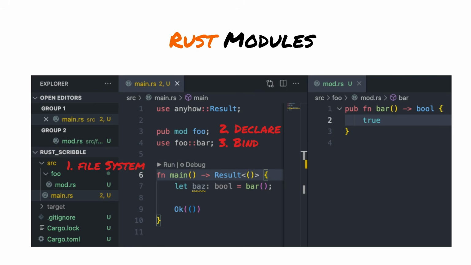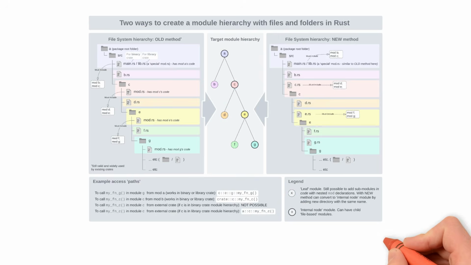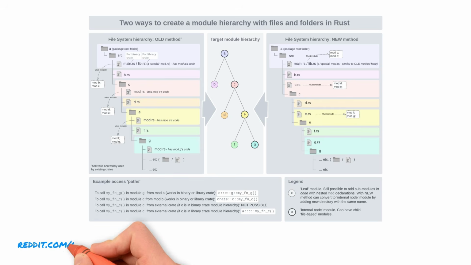Lastly, there are some common gotchas. Maybe you forgot a mod statement, so the item is not in the module tree. Maybe you forgot a pub statement or other visibility modifier, so the item is not accessible. And here's a quick overview of the 2 allowed module layouts on the file system in Rust.